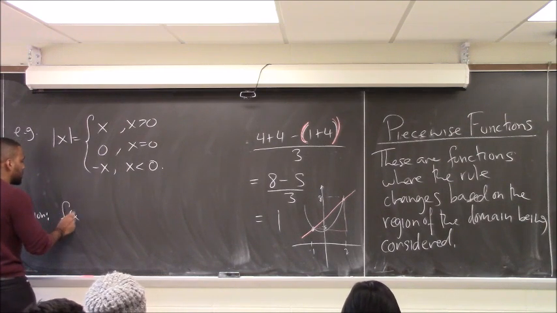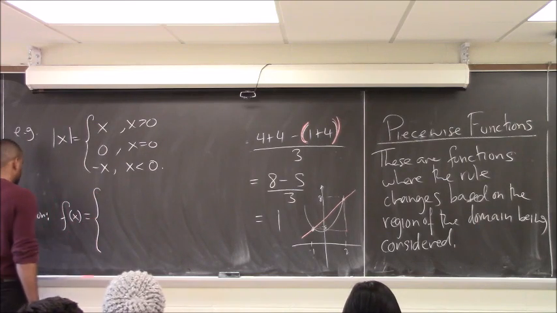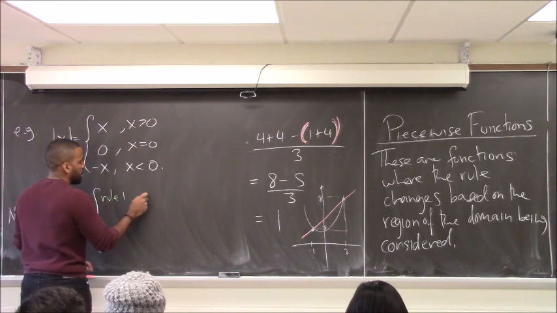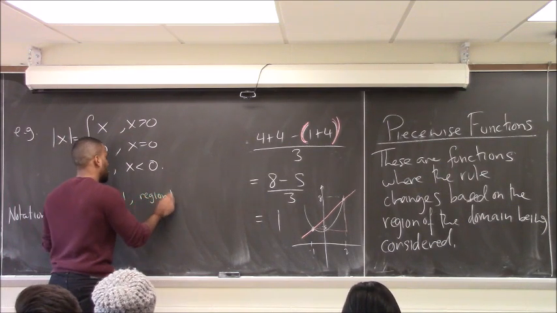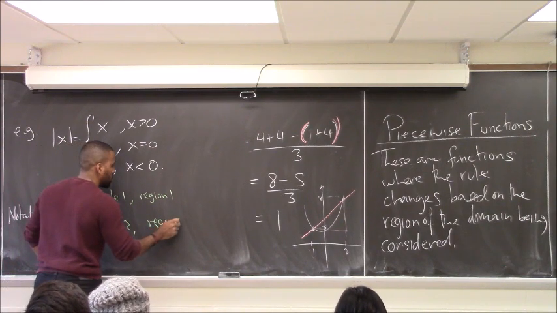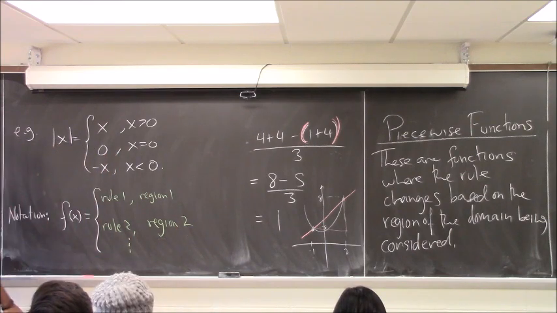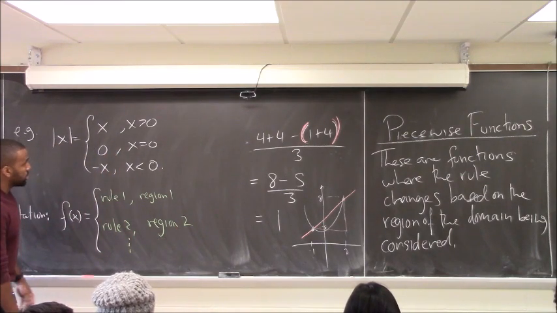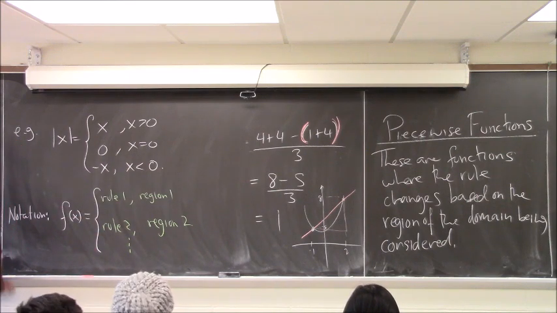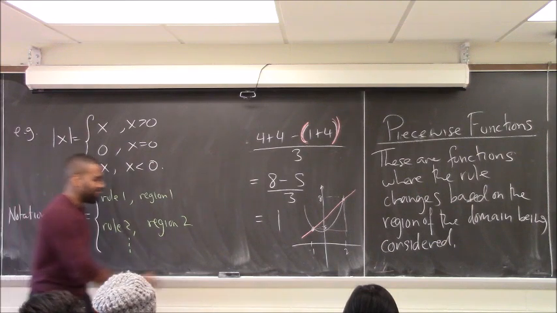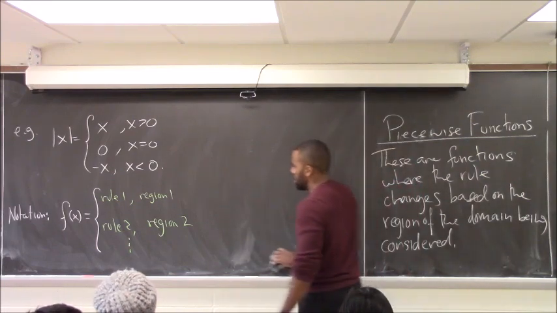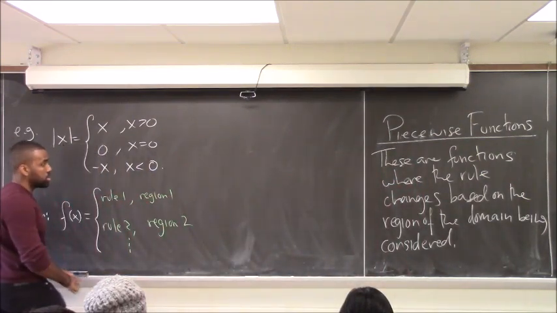Whenever you see f of x equals, and you see something like this, they're basically going to list the rule 1 and region 1, and rule 2, region 2, etc. And they can go up to n things. So they'll just tell you, here's the rule in this region, here's the rule in that region, etc. So those are piecewise functions. Other than that, they pretty much behave just like a regular function does. So let's jump into some examples.